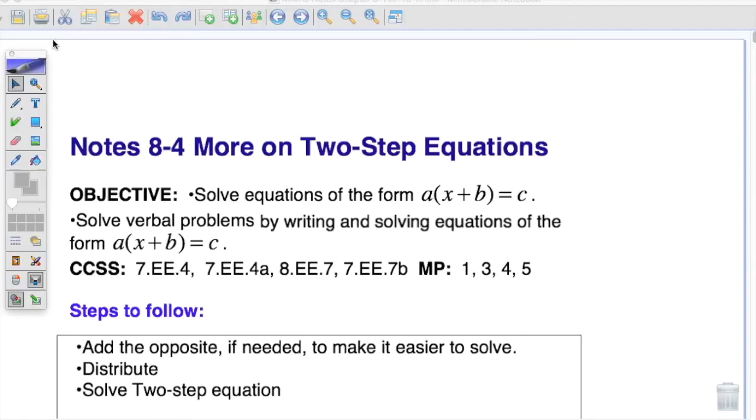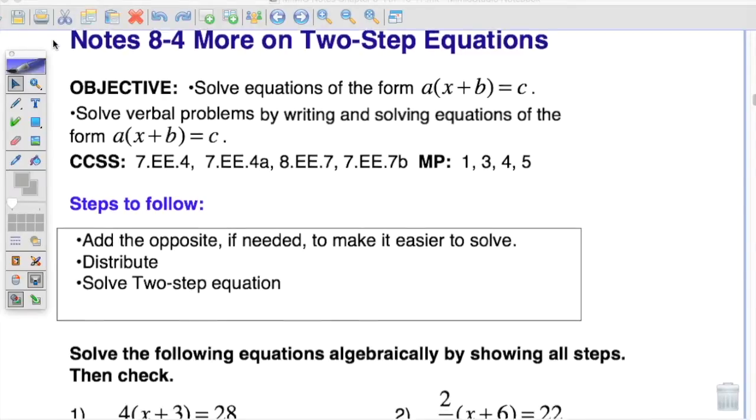This is notes 8-4, more on two-step equations. The objective is to solve equations of the form a times, in parentheses, x plus b is equal to c. Solve verbal problems by writing and solving equations of the form a times the sum of x plus b is equal to c. The Common Core state standards are listed in the mathematical practices.